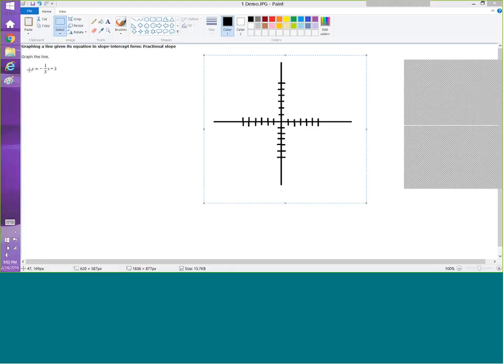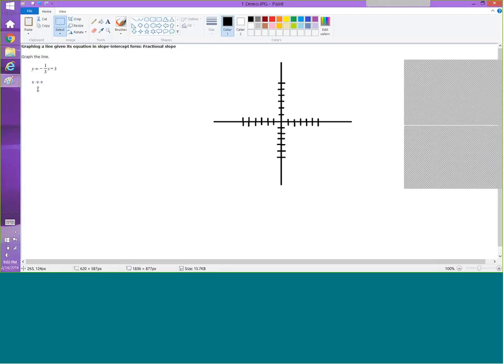And the slope-intercept form is specifically, whoop, got me again. This happened to me last time too. Okay, let's try that again. y equals m times x plus b.